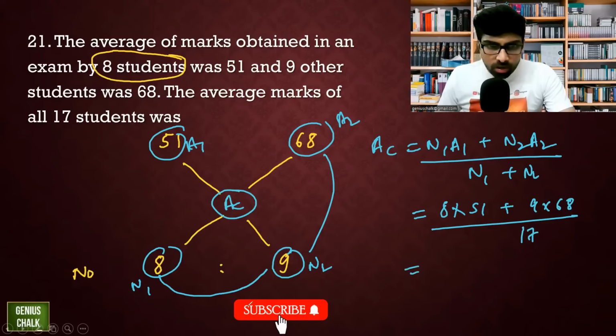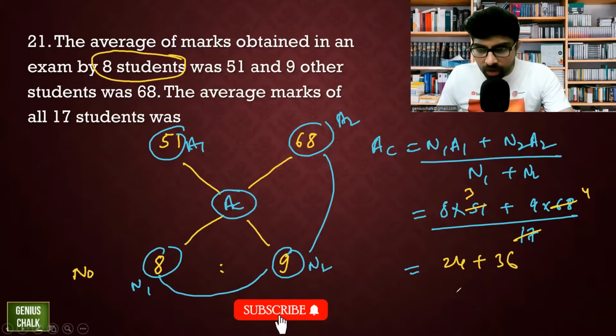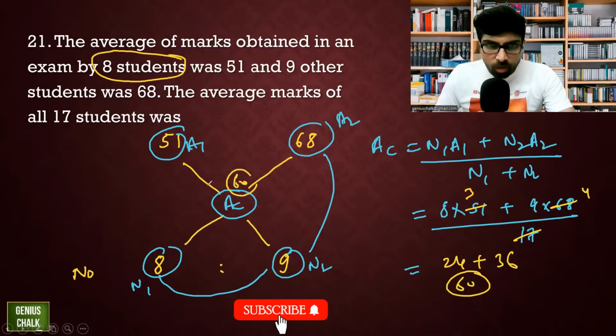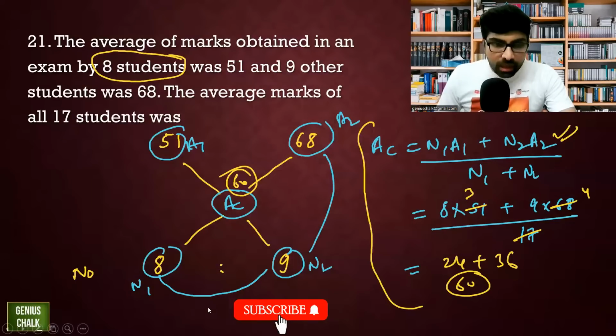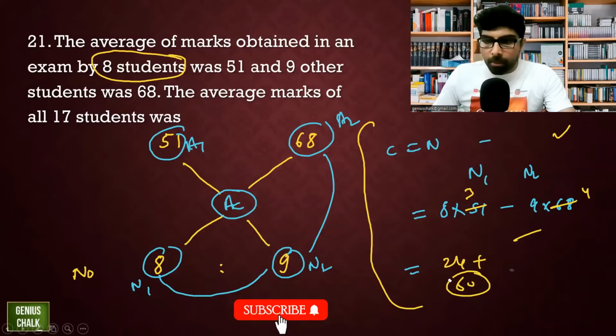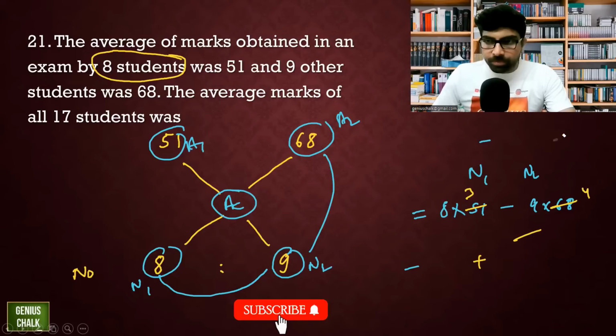Now, if I need to solve this, take 17 common. 17 is common in both. 17 4s are 68, 17 3s are 51, so it has to be 68 plus 51 over 17, which is 4 plus 3... so 60 has to be my overall average. So without the alligation method, you can use this approach to find the answer. But with alligation, let's learn, as it is far easier than applying this basic combined average formula.